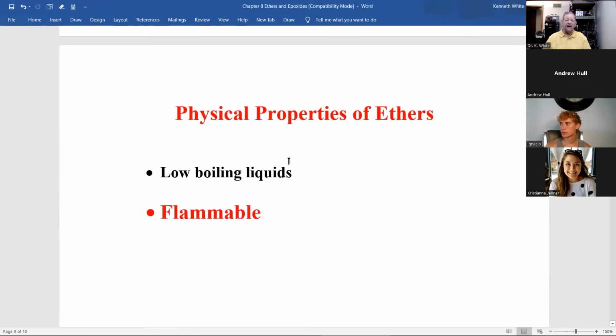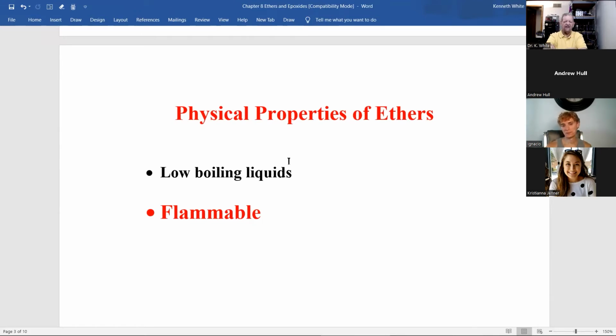Now, let's talk about ethers. The smaller ones are very low boiling liquids. Diethyl ether, the heat from your hand will cause it to boil. That's how low. If you have a beaker of ether and you put your hand around it and hold it for a while, it will start boiling.